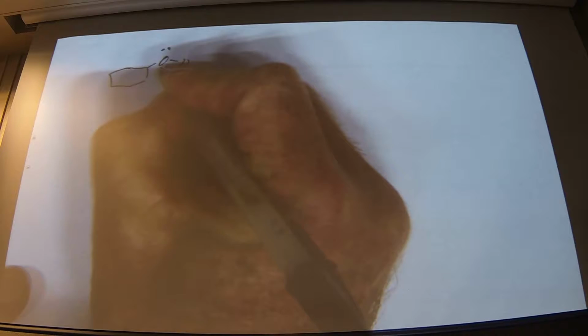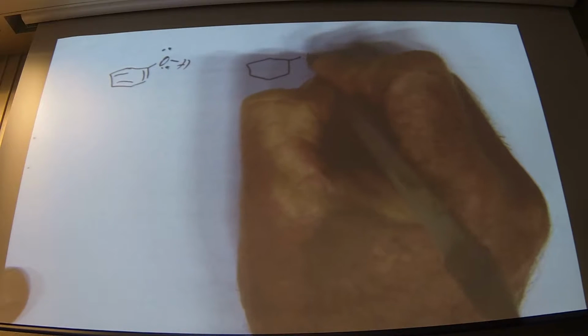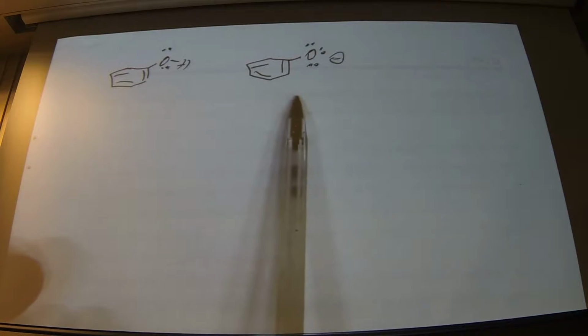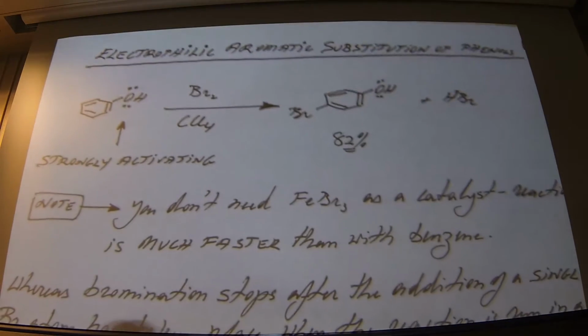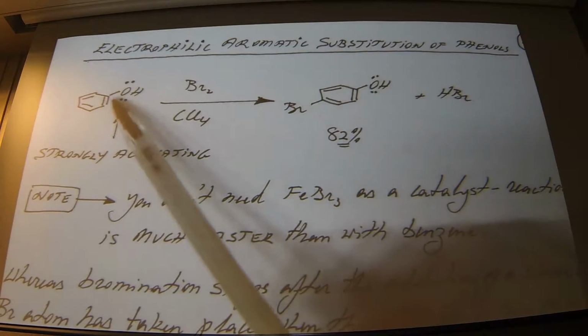And so a phenol is activated towards electrophilic aromatic substitution because of what? Because of the electron pairs on the oxygen atom. Then the phenoxide, which has a full negative charge on that same oxygen atom, is even more activated towards electrophilic aromatic substitution. So phenoxides are going to be extremely reactive. And this is something that we saw when we discussed the bromination of phenol. We said that phenol undergoes rapid bromination without the need of a Lewis acid catalyst to activate the bromine because the ring is very reactive.